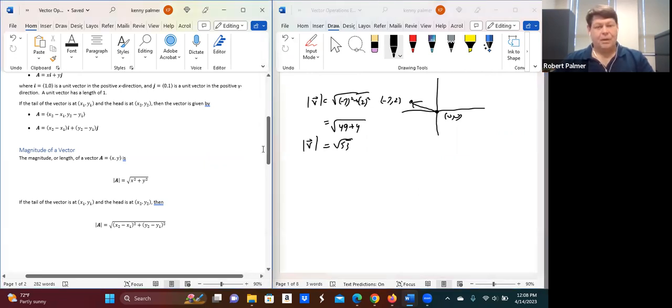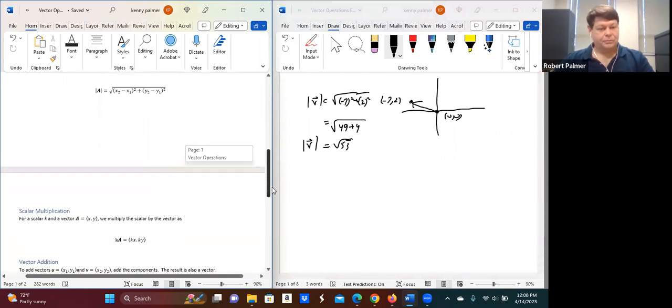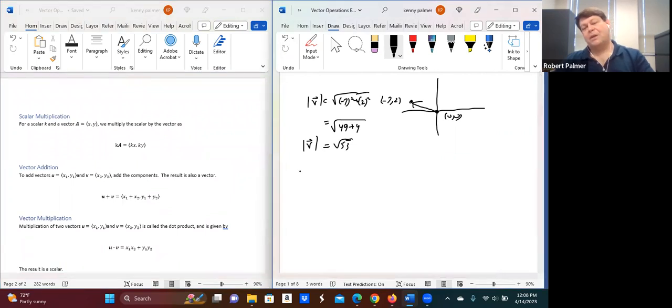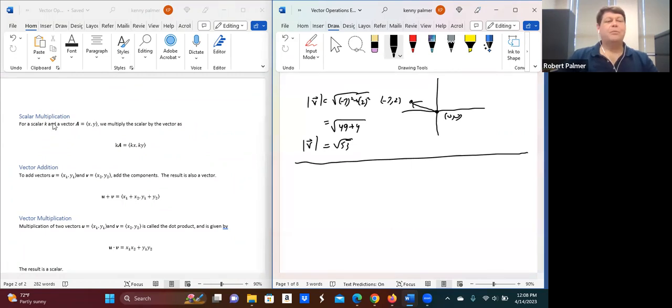Okay. Now, let's also talk about a couple of different ideas called scalar multiplication and then vector addition. All right. Now, scalar multiplication, there are two ways we can multiply a vector.